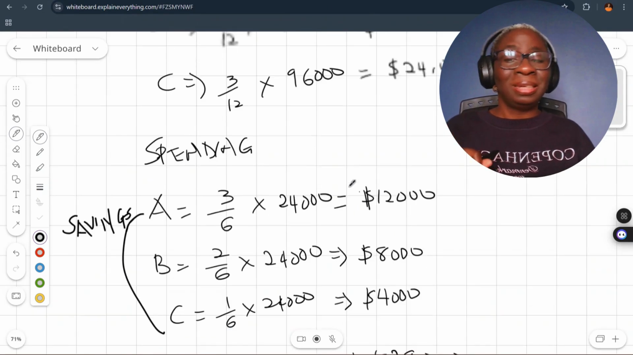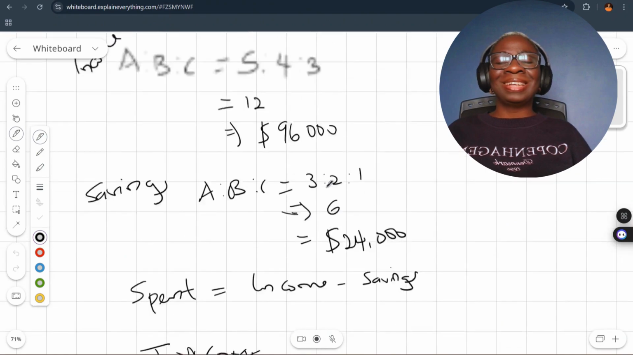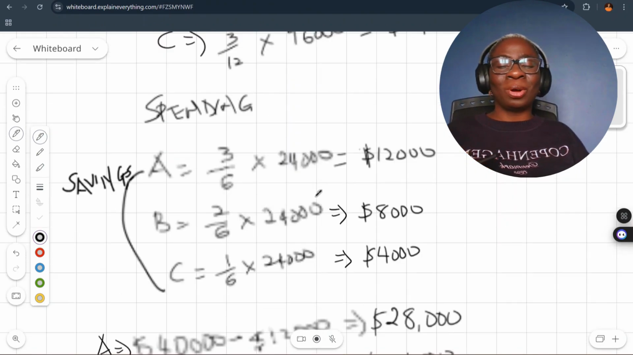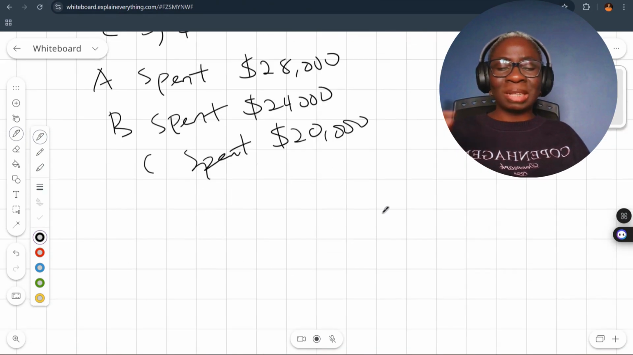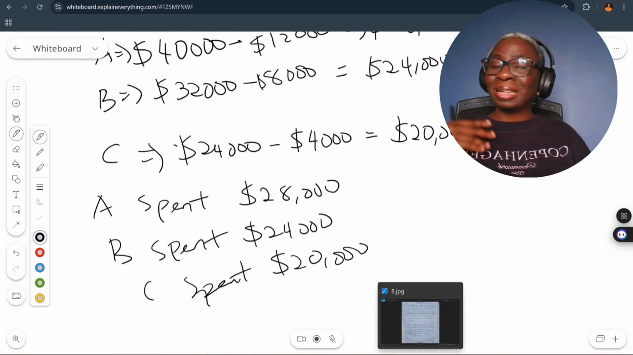Very easy, isn't it? So when you are solving a word problem, just read through statement by statement, translate, and then solve.